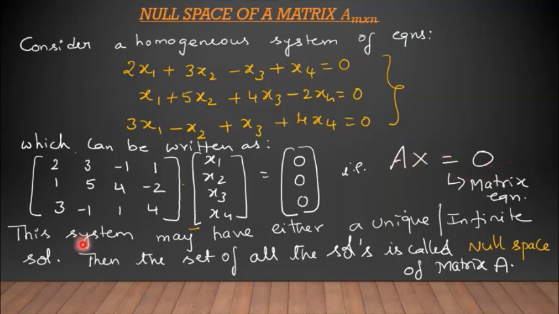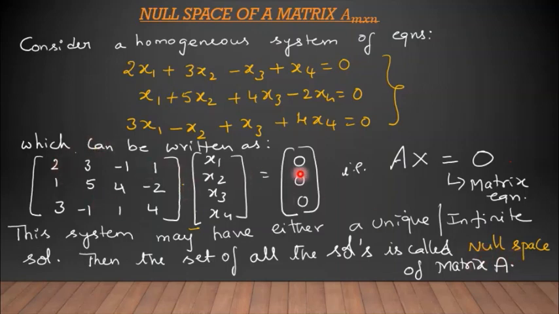This system may have either a unique or infinite solutions, as we learned earlier. A unique solution means the zero solution, which always exists for a homogeneous system. Infinite solutions means non-zero solutions. Then the set of all the solutions we call the null space of the matrix A. That means the set of all vectors x which satisfy the equation Ax is equal to 0, that is, the set of all the points x1, x2, x3, x4, gives you the null space of the matrix A.